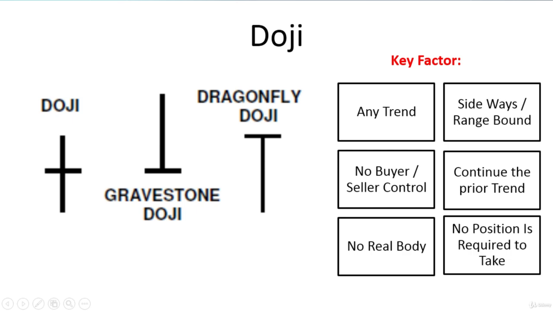In the first pattern, the open and the close are almost the same, and the upper shadow and the lower shadow are in the same proportion. It is called a doji. The next pattern is the gravestone doji, where low, open and close are at the same level and the shadow is above the real body. That same body is considered a good support level. In the dragonfly doji, we see high, open and close at the same level, and the shadow is created below the real body.